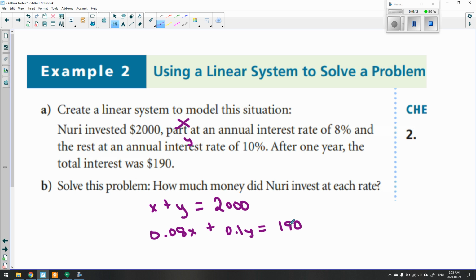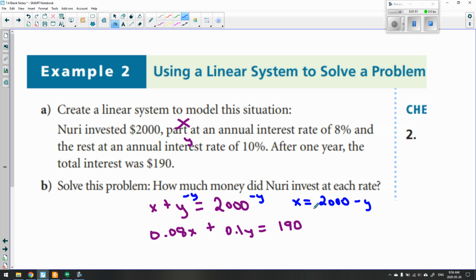We want to isolate one of our variables. When we look at that first equation, we have X and Y both with a coefficient of 1. So we can isolate either one of those. Doesn't matter which one. In this case, we'll isolate X just for something different. So we will subtract Y from both sides. So we get X is equal to 2,000 minus Y.